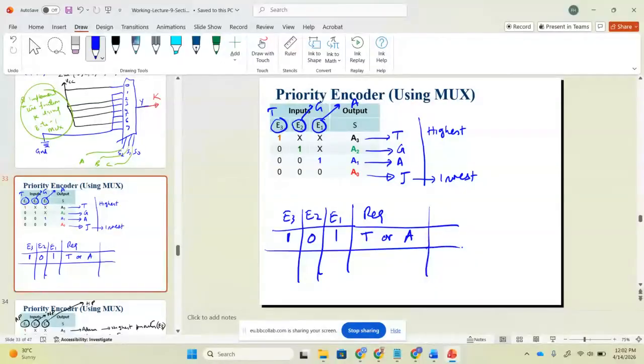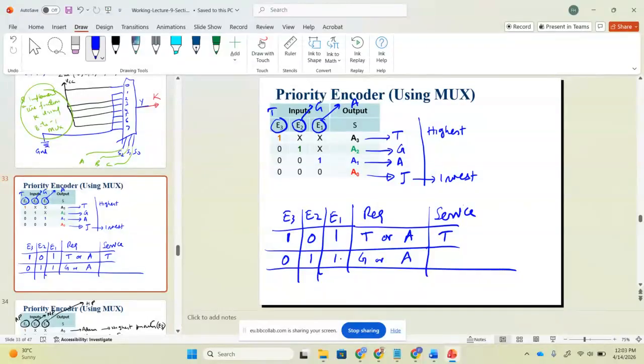Whom will I serve, Thomas or Abir? Anyone may answer. Thomas. Why? Because Thomas has the highest priority. Got it or not? Okay, now assume another scenario. Let's assume Thomas' hand is down, so we have E2 and E1. Who is requesting? E2, which is Ghala, or Abir is requesting, but Ghala has the highest priority.